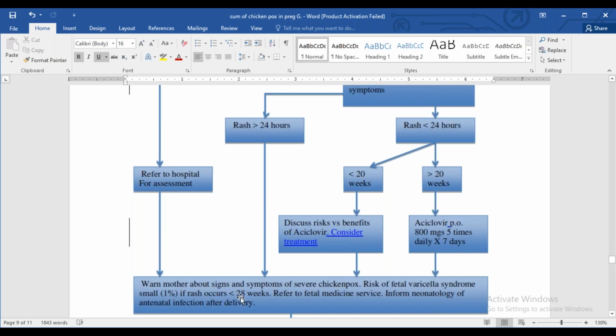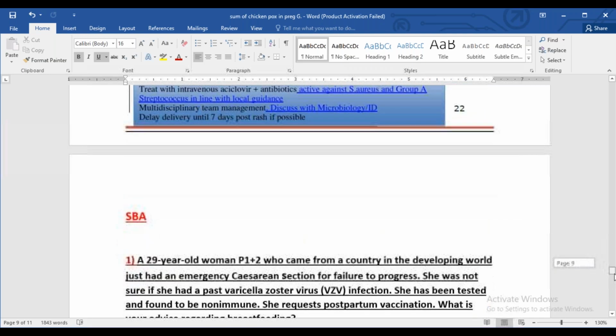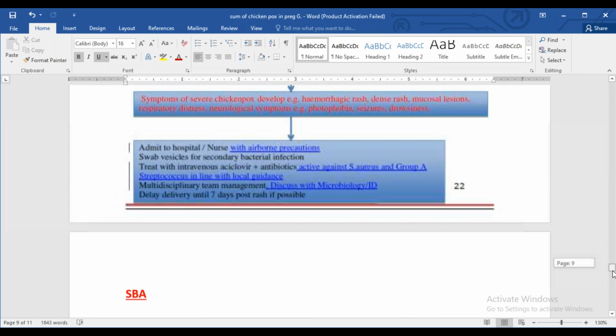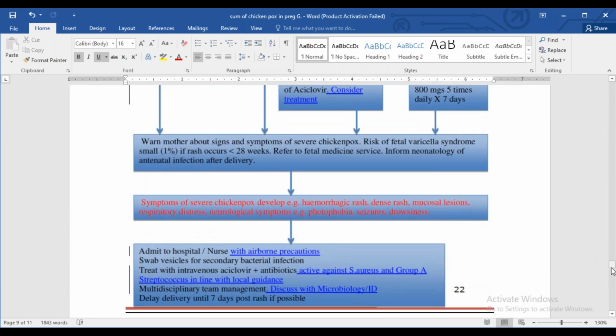That is if the rash occurs at less than 28 weeks. And also you have to reassure this mother and arrange referral to the fetal medicine service and arrange for an ultrasound. You have to give her a full bundle of care. Okay, this is the management of those patients who are not critically ill.